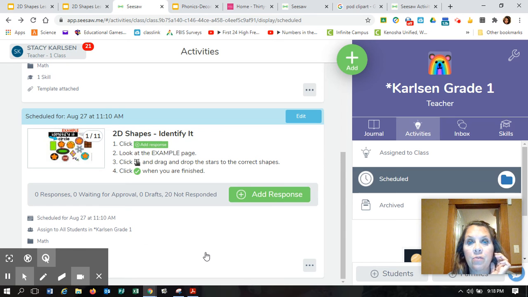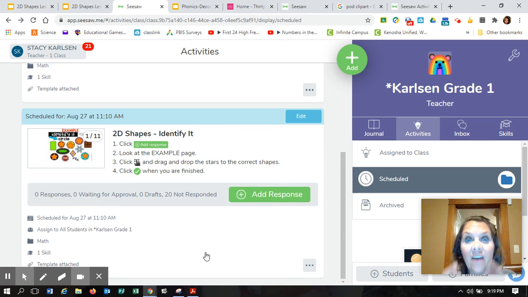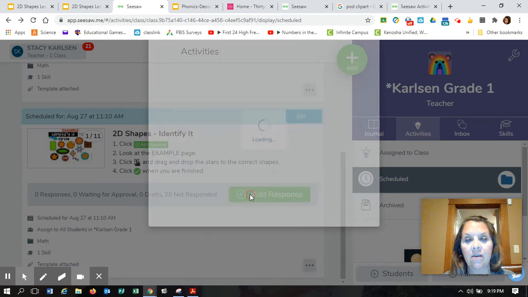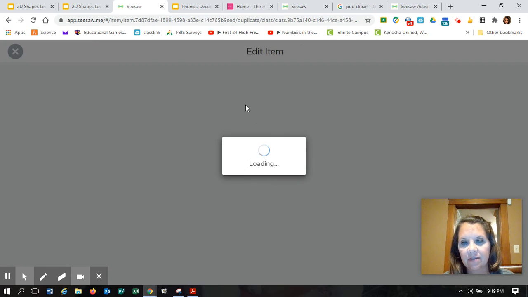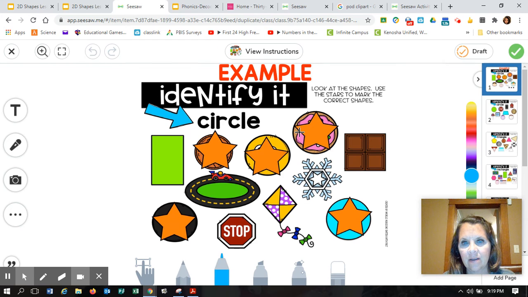And your other math assignment with shapes is identifying or naming the shapes. So it's called 2D Identify It. I'm going to click Add Response. And here's the example here. It says, look at the shapes. Use the stars to mark the correct shapes. So it names the shape by the arrow. So it says circle. And so this person, this is an example, moved the star on top of all of the shapes that were circles.